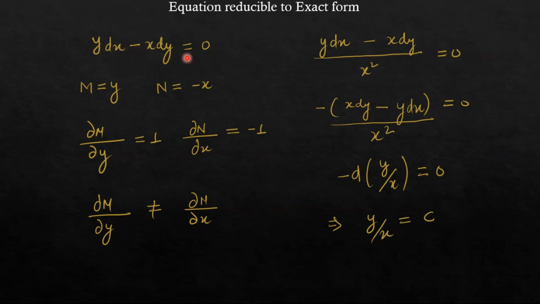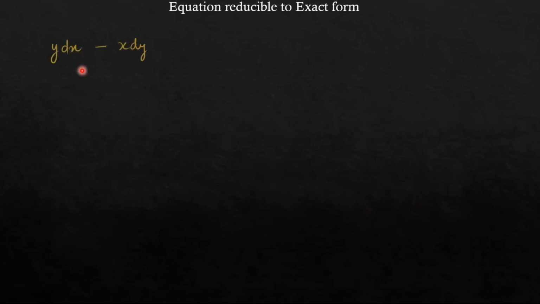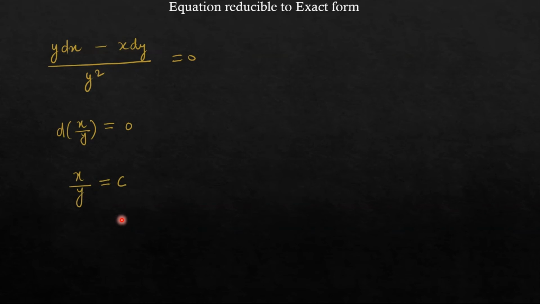Otherwise, you can divide this differential equation by y square as well. That is, y dx minus x dy upon y square is equals to 0. Now this whole term can be written as derivative of x upon y is equals to 0. Now integrate both the sides, you will get x upon y is equals to constant. So this is the solution of the given differential equation.